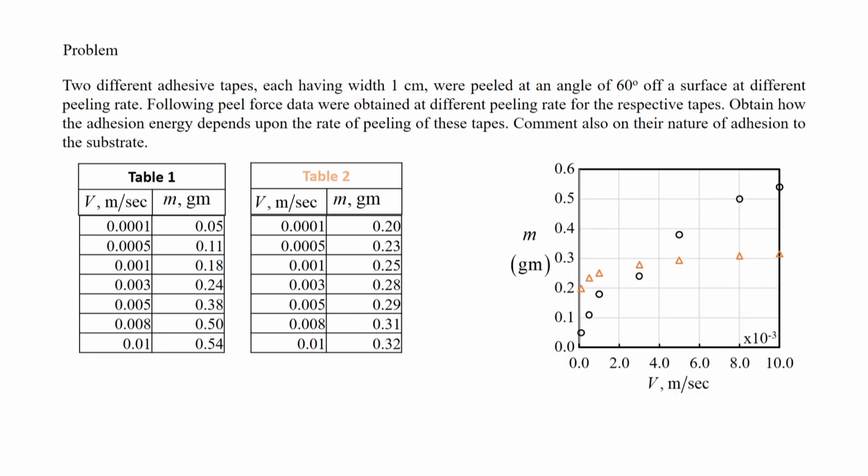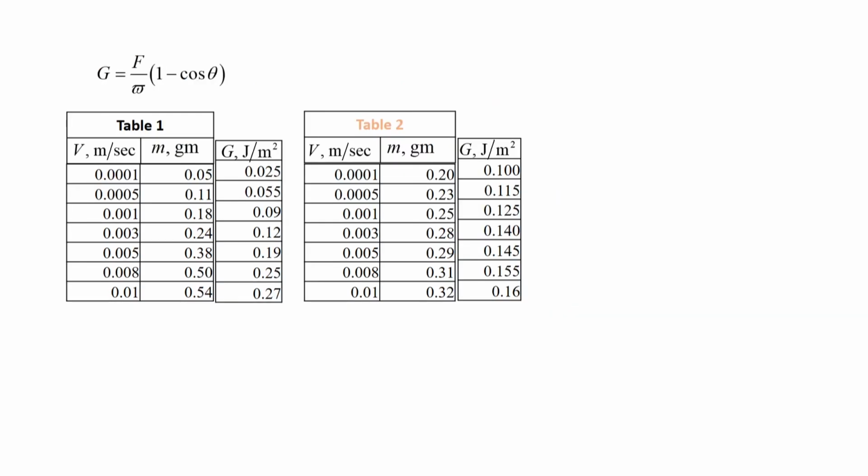So, here first let us see, we have plotted this m as a function of v, and what we see is that for table 1 data, there is a significant variation of m with respect to this peeling rate. On the other hand, for the table 2, there is little variation initially, after that more or less it remains constant, variation is actually too low. So, the way that we just described, we actually calculate what will be this Newton meter per meter square, joule per meter square, and we did all that.